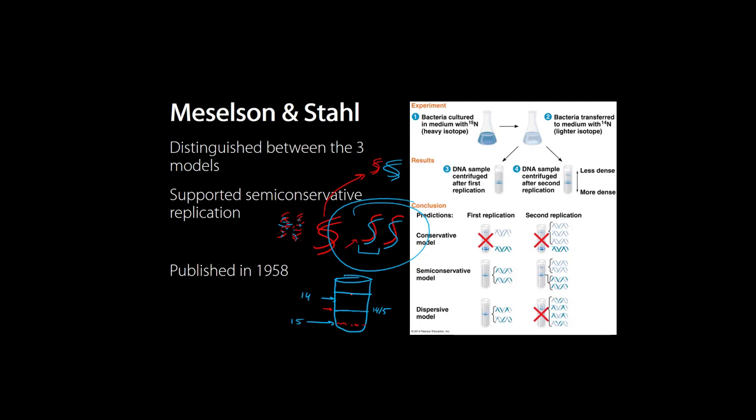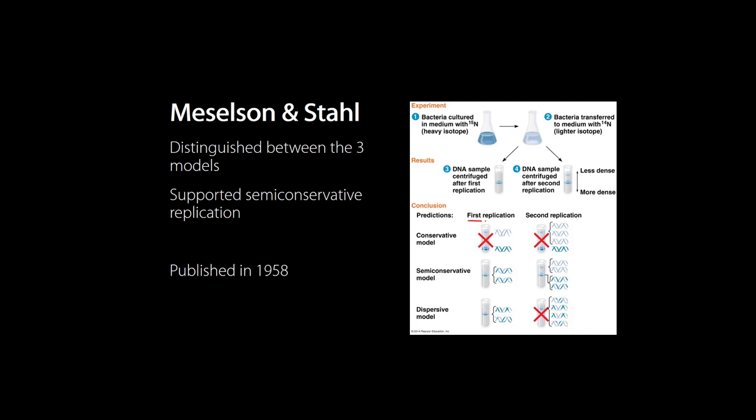So now we can look at this figure here from the book. After the first replication, if conservative was the case, we would see two bands, which they didn't see, right? When they ran their experiment, they only saw one band. Okay, so now the question was, so matter of elimination, we can get rid of the conservative model, right? But we can't eliminate the dispersive model.